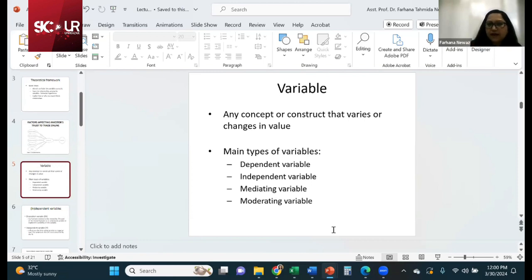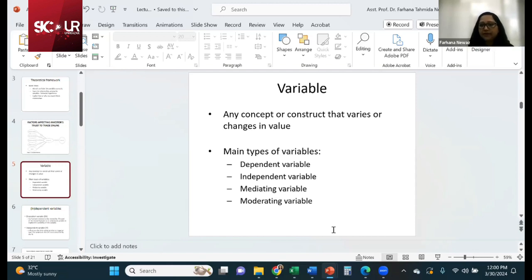So what is a dependent variable? First, come to the variable. What is a variable? Variables are the constructs or factors whose values are varying or changing. So any concept or construct that varies or changes in value will be called a variable.